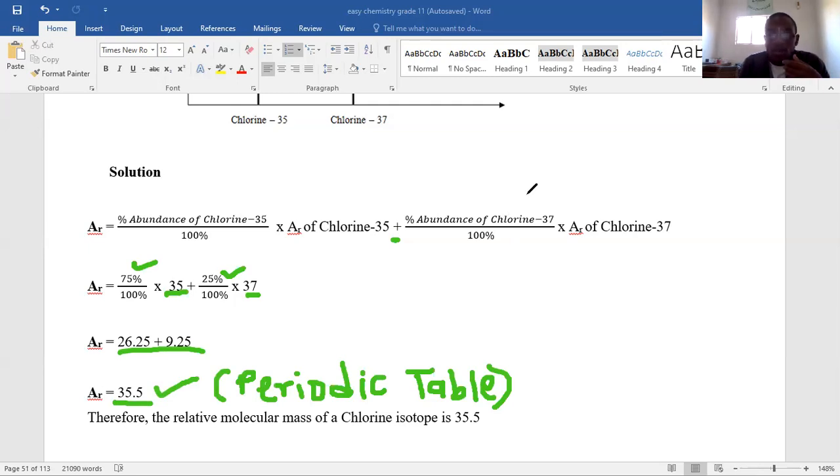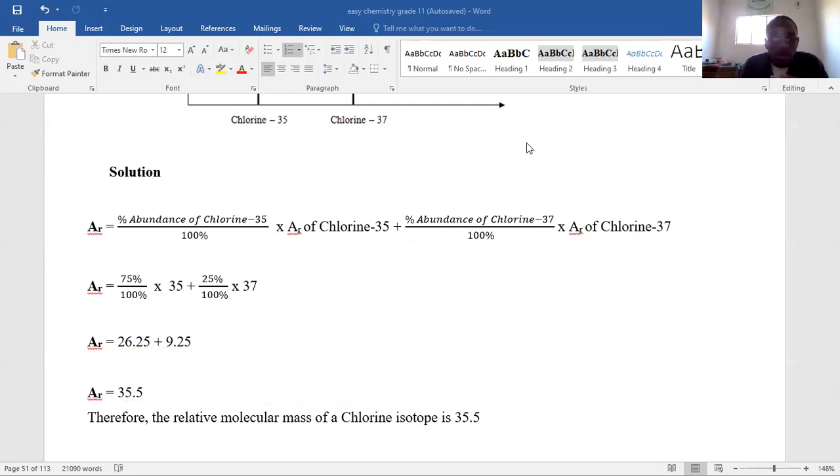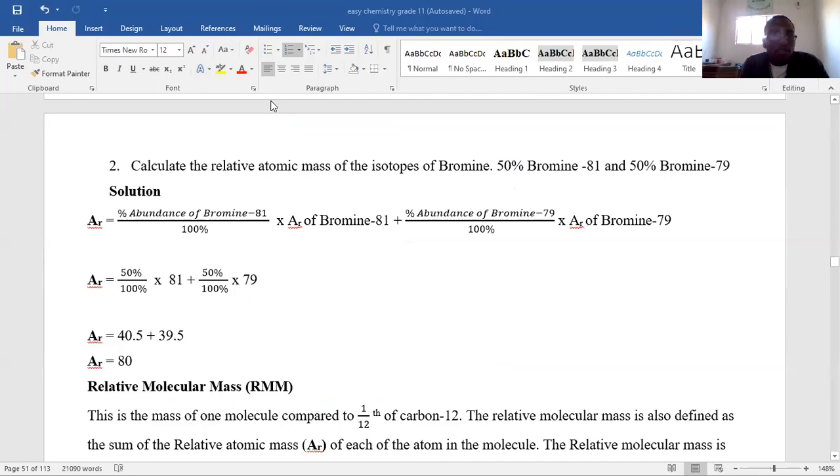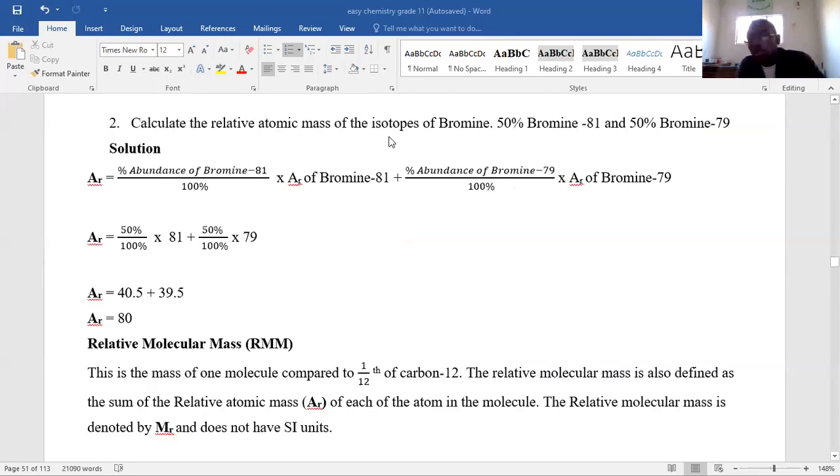Let's look at another example so that we get familiar with the concept. We are asked to calculate the relative atomic mass of the isotopes of bromine. We have 50% abundance of bromine-81 and 50% abundance of bromine-79. So it's just a matter of substituting: 50 and 81, then 50 and 79.